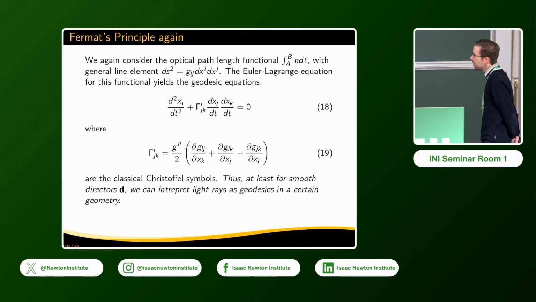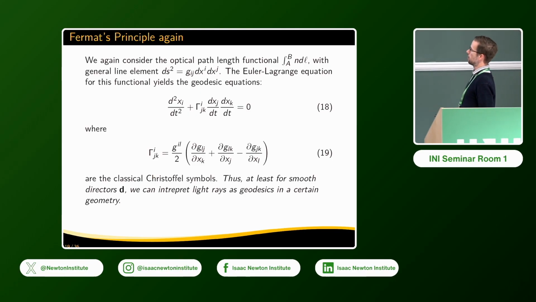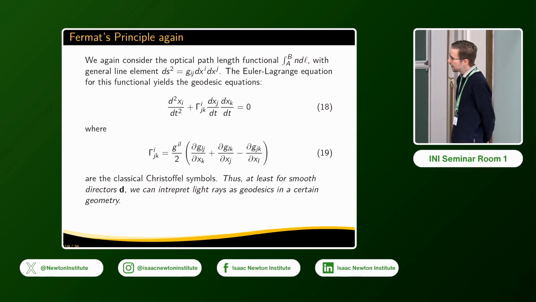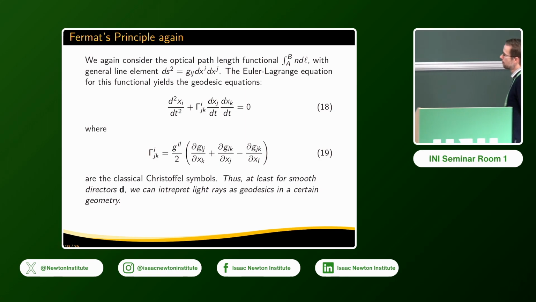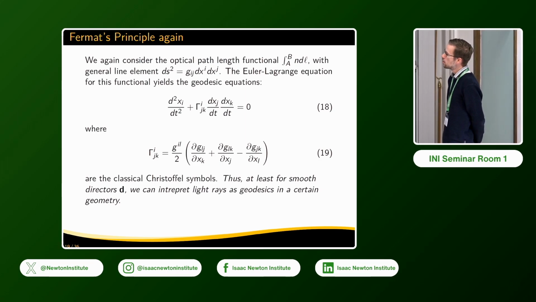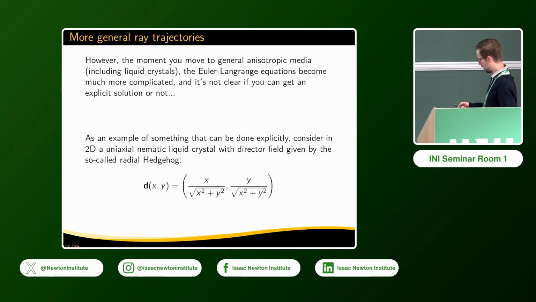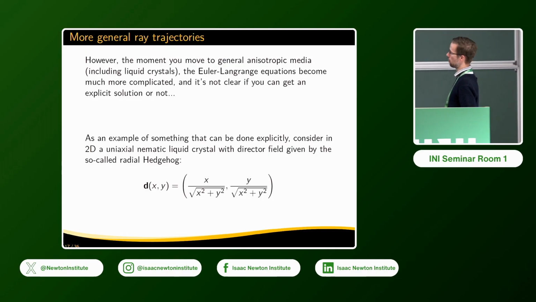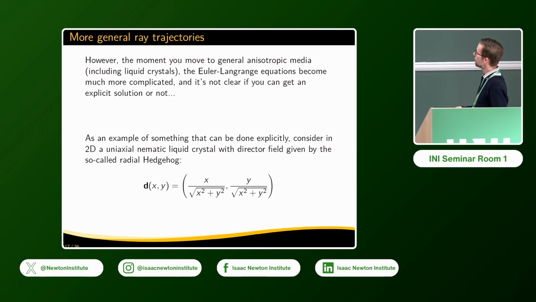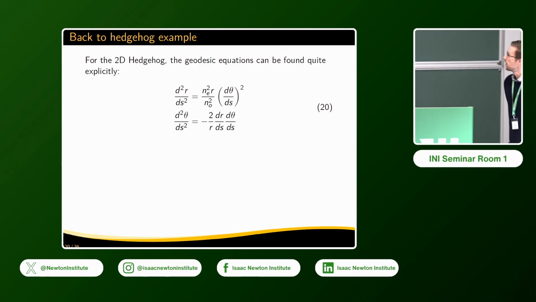So the interesting thing here is, if I put this in the context of liquid crystals or anisotropic media in general, for smooth directors D, we can understand light rays as tracing out geodesics in a certain geometry, which is very interesting. So let's now go back to the previous example when I had shown you the 2D hedgehog and see that you can actually work this out quite explicitly. Actually, this is quite straightforward.